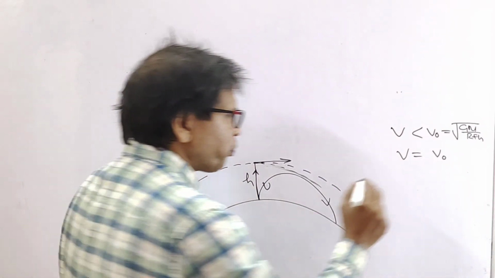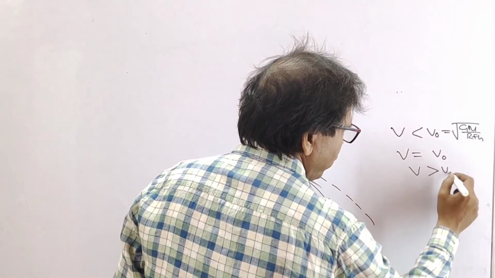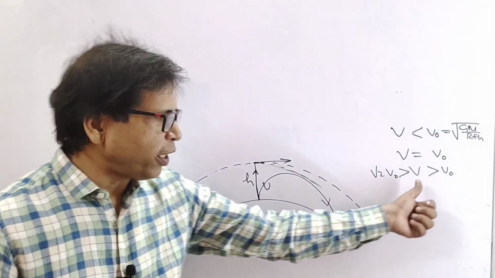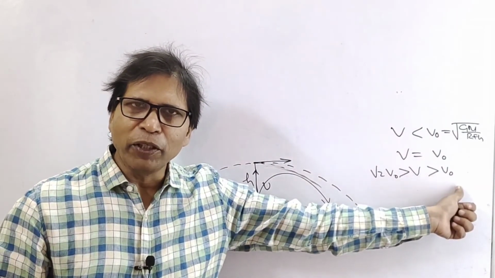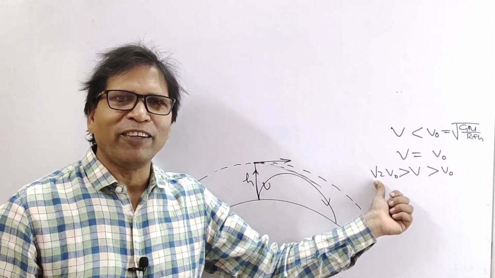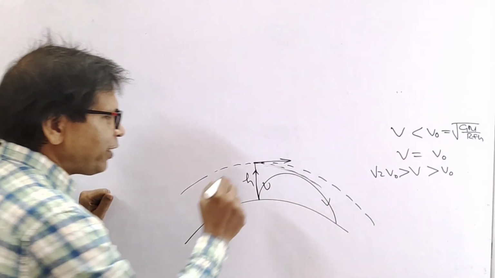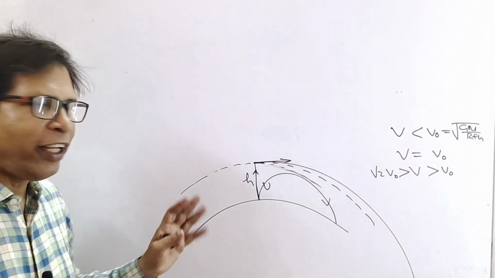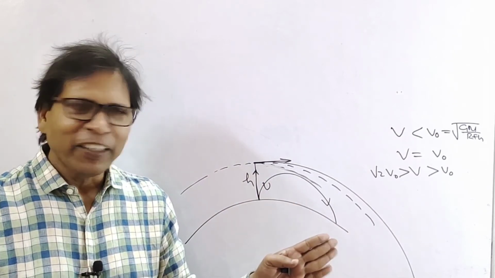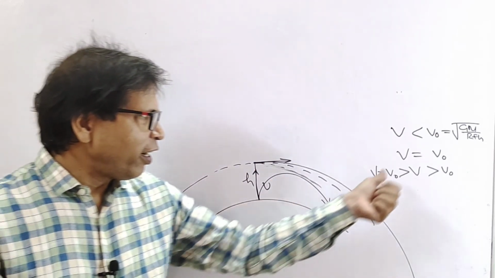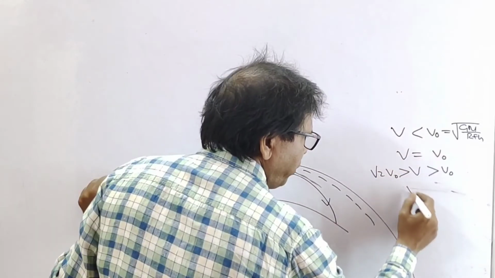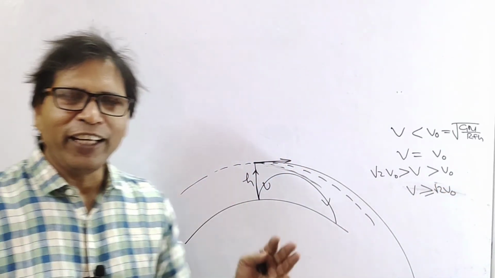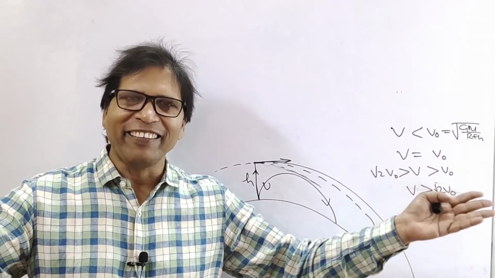Now if v is greater than v naught but less than root 2 v naught, that is, velocity of the satellite greater than orbital velocity but less than escape velocity, then the path of the satellite becomes an ellipse. It has more velocity, so it revolves in an elliptical path, and its time period is more than the time period at this point. When v is greater than or equal to root 2 v naught, then the body escapes away from the earth's gravity.